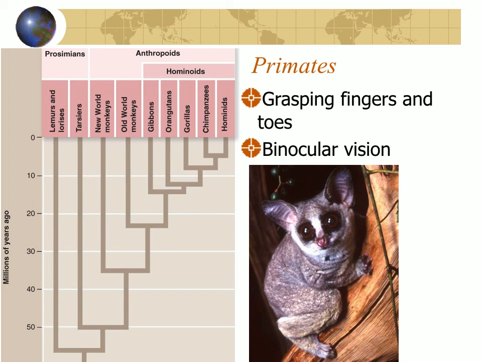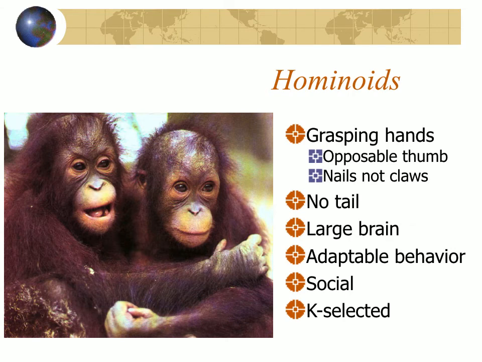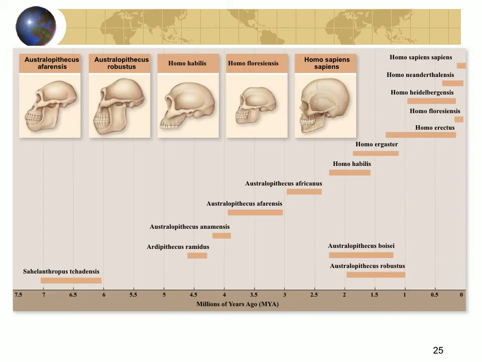Okay, but we as a group belong to a specific branch of these primates. We belong to the hominoids, which have an even better grasping hand with an opposable thumb, and instead of claws, we have fingernails. We lack an external tail, have an extremely large brain with adaptable behavior. We live in social groups, having long lives and slow development.